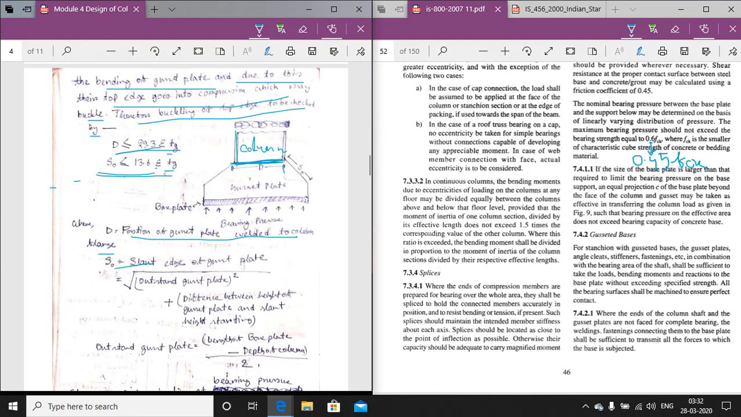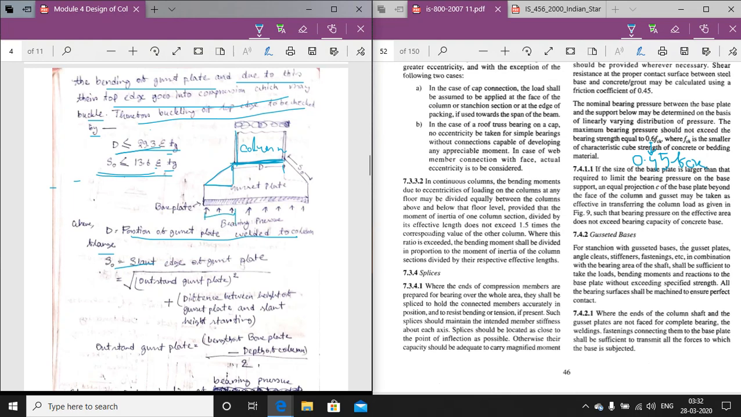This is the slant edge value. What is the value of the slant edge? If we know this distance and this distance, we can determine that distance by the Pythagoras formula. So what is this distance? This distance is the outstand leg of the gusset plate.